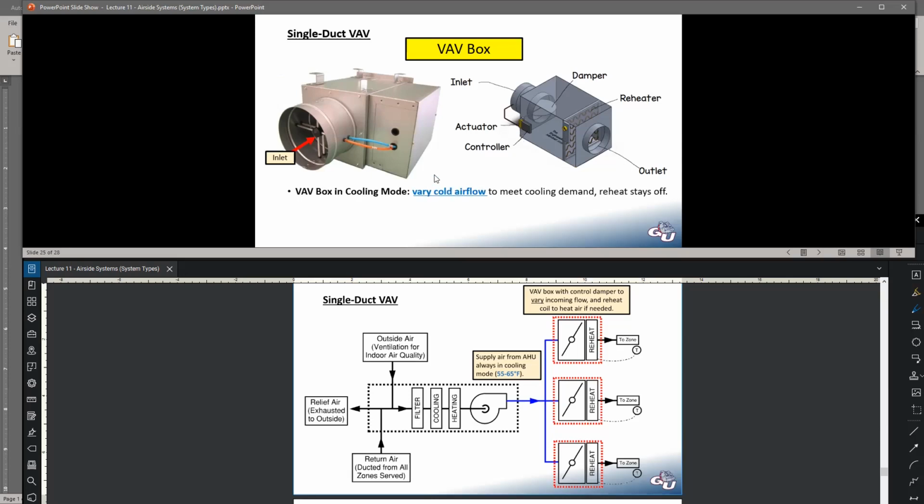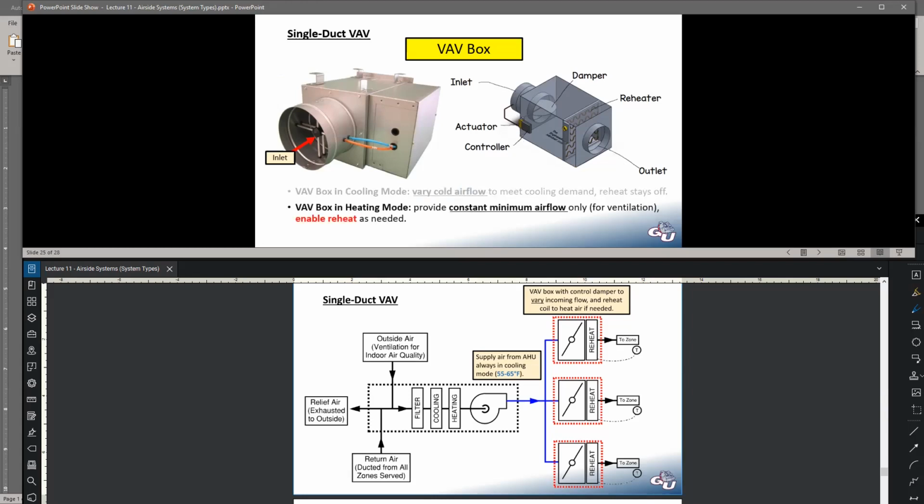If our box is in cooling mode, so if our thermostat says we need cooling, we're going to open and close this damper to increase or decrease the amount of cold air coming in. And that's how we maintain that temperature we want in those summer months.